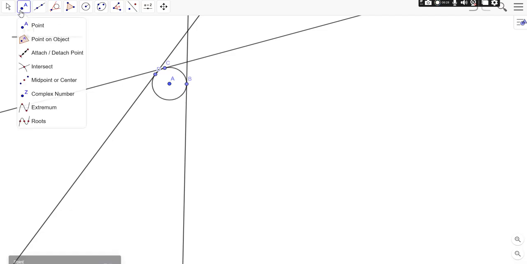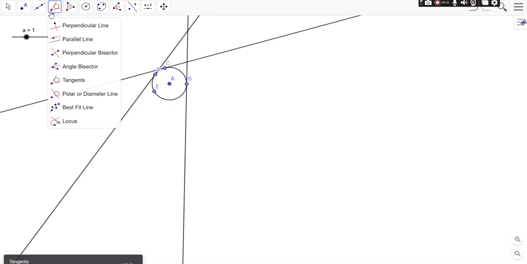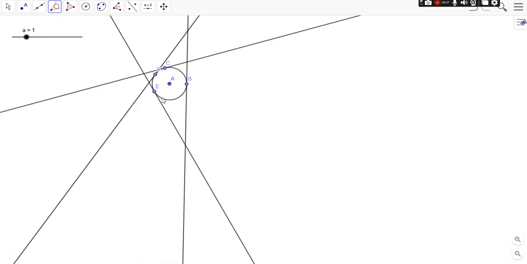Say another point E on the circle. If I draw a tangent, it will be a unique line passing through only point E. So this way we can say, if we take a point on the boundary of the circle, when a line passes through it, it touches only one point. So we see that infinitely many tangents can be drawn, right?